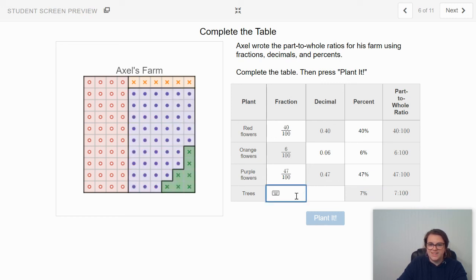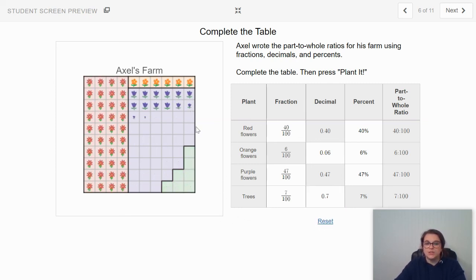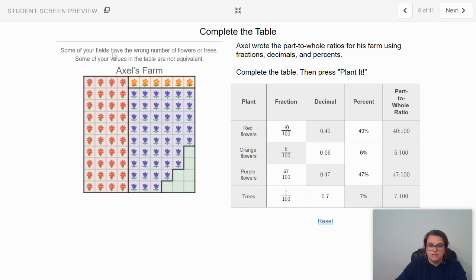This last one, a little tricky again, like the orange flowers. I hope you remembered that you just write 7 over 100 for the fraction. And for the decimal, you have to include a 0 before you can write your 7. Because again, if I wrote 0.7, it would give me way too many trees. Oops, some of your fields have the wrong number of flowers or trees. They didn't fill it in because it was wrong. So you have to go back and check the trees.